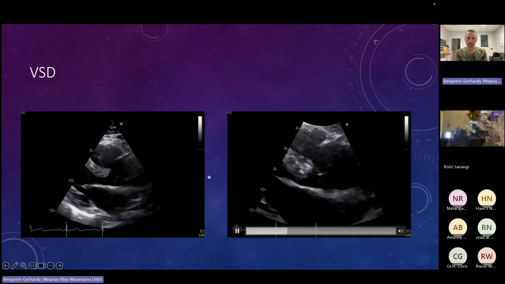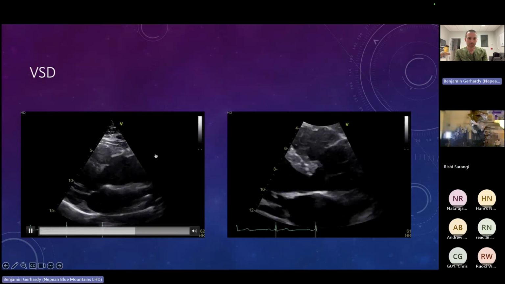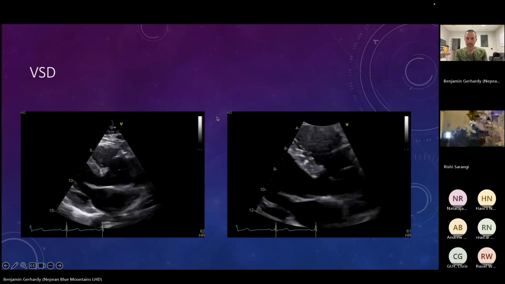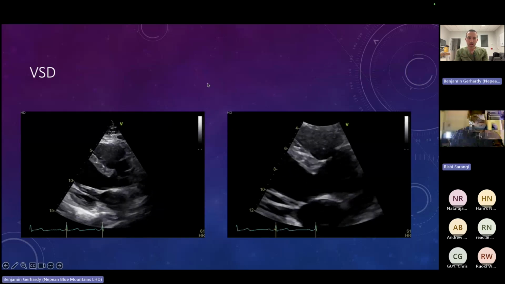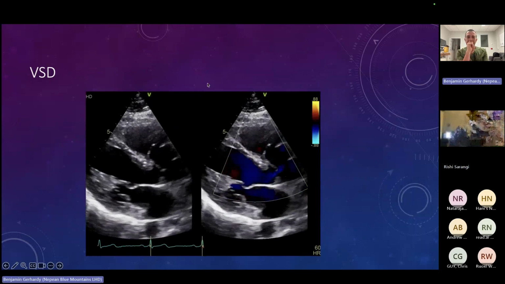What's going on here? Yeah, is there a color flow there? I can use it. That's the aortic sinus. There you go. Yeah.